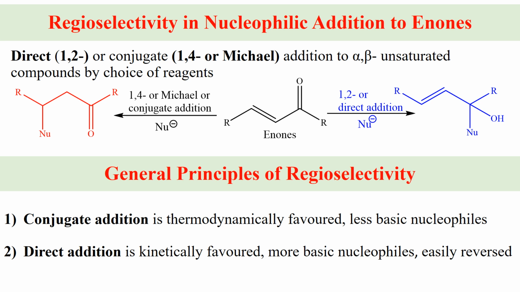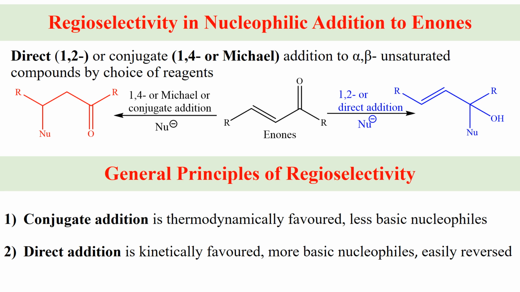Next is regioselectivity in nucleophilic addition to enones. Enones can undergo two types of nucleophilic addition, that is, direct addition to carbonyl called 1,2 addition, or conjugate addition on the carbon-carbon double bond, which is called 1,4 or Michael addition.